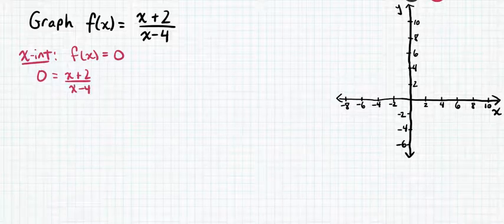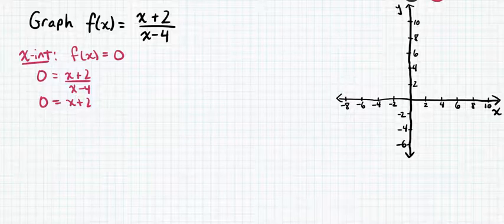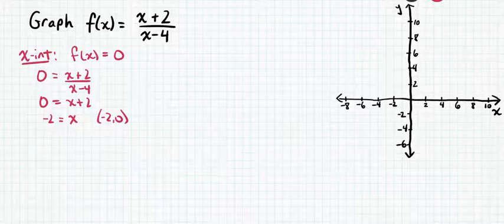If we multiply both sides by x minus 4, on the left we get 0 times x minus 4, which is 0. On the right-hand side, those two factors cancel out, and we get x plus 2. Now subtracting 2 from both sides, we get that x is equal to negative 2. So negative 2 comma 0 is the x-intercept for this function f of x. I'm going to plot that on my graph right now: negative 2 comma 0.